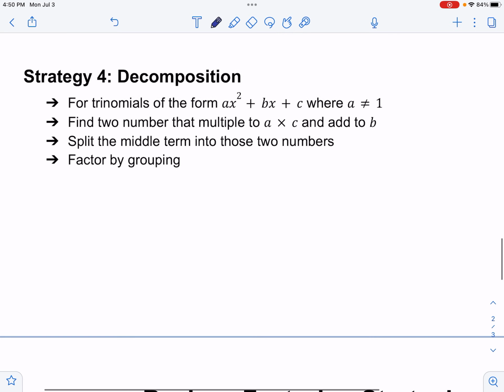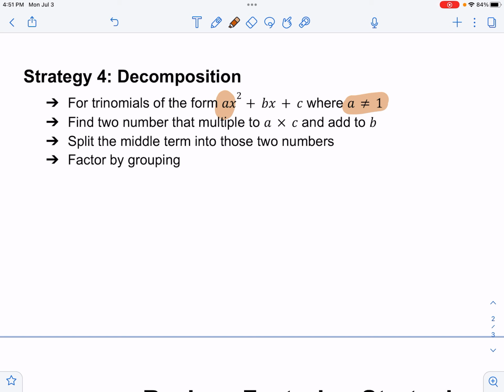Strategy number 4 is decomposition. This is a form of complex trinomial factoring. There may be other ways that you know to factor complex trinomials, and just a reminder, complex trinomials are trinomials where you will have a coefficient in front of the x squared. It's not just equal to 1. And if you've got a totally different strategy, then that is a-okay with me. I prefer decomposition, and I find it's the most logical for students. But if you have other ways of doing this, please go ahead and use those other ways.